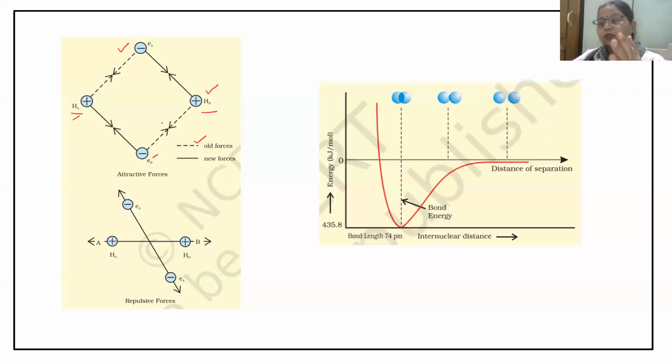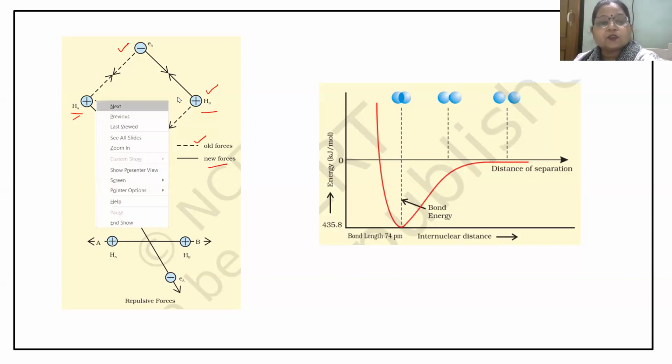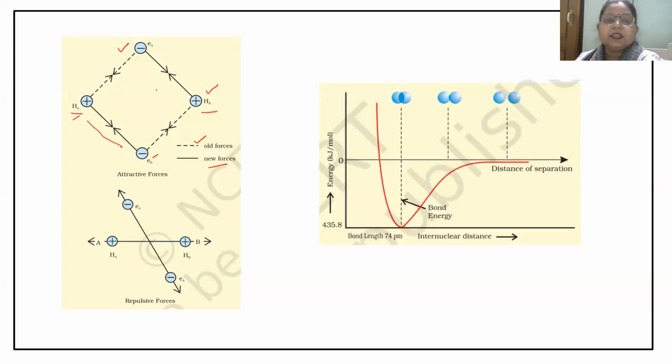Now, when they are coming closer to each other and trying to form the bond, what happens? New attractive forces develop. They have shown them with the solid lines: HA atom's proton and HB atom's electron are going to attract each other. Similarly, the proton of HB atom is going to attract the electron of HA atom. That is about the attractive forces. Two more new attractive forces are being developed between the proton of one atom and the electron of another atom.